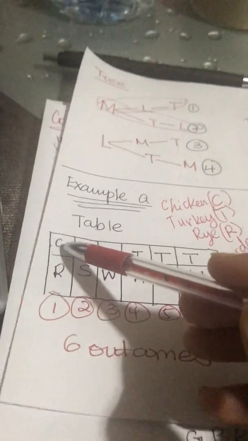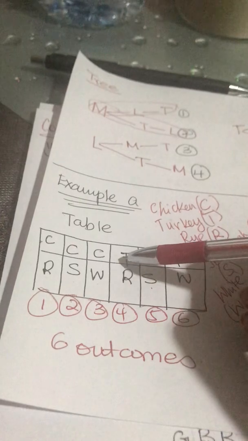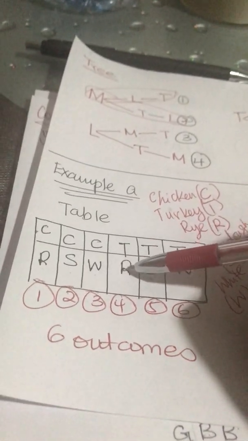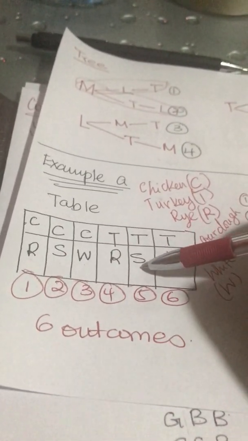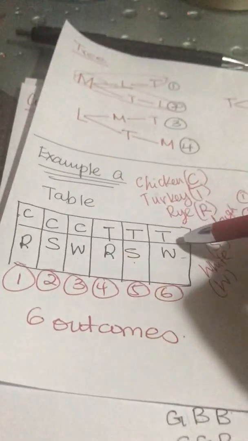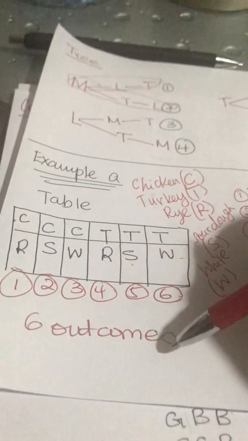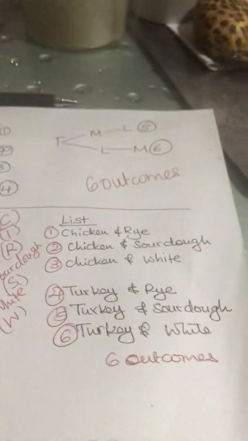Now, if I choose chicken, I can eat with rye bread. If I use chicken, I can eat with sourdough. If I choose chicken, I can eat with wheat. That's the only 3 choices I have for chicken. If I choose turkey, I can eat with rye bread, turkey with sourdough, turkey with wheat bread. These are the only 3 choices I have with turkey. So altogether, I have 6 choices. These 6 choices are what I'm calling the 6 outcomes.